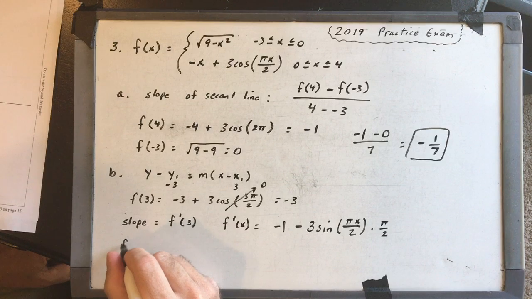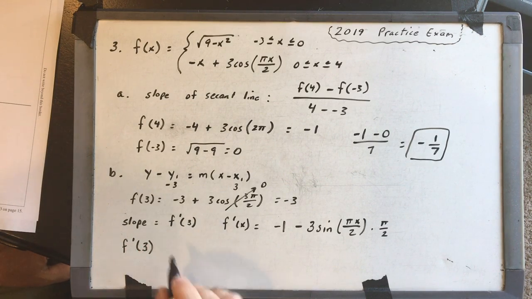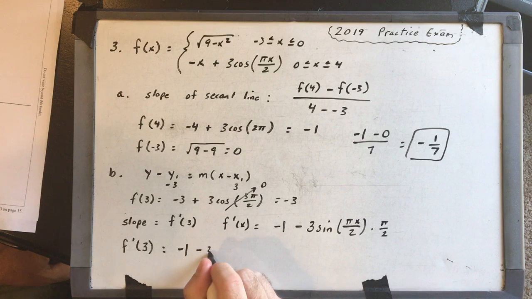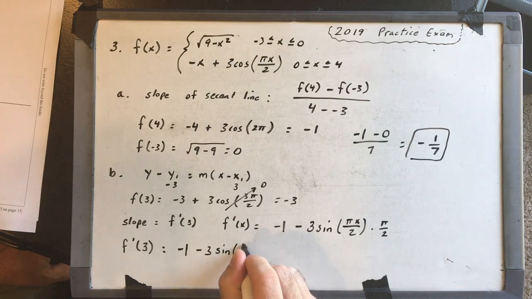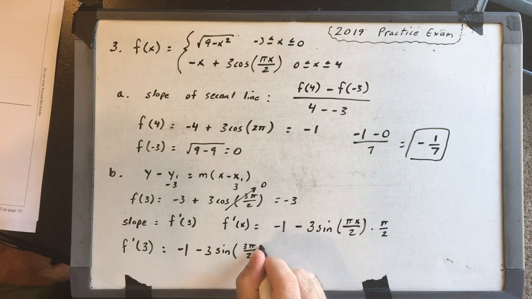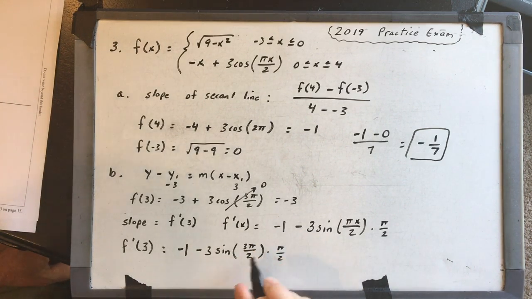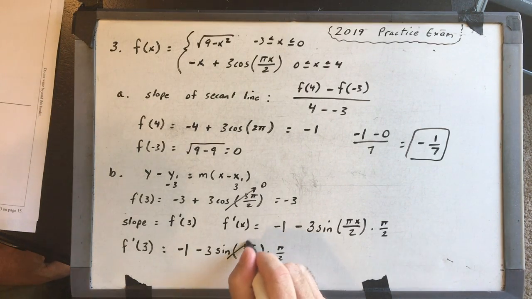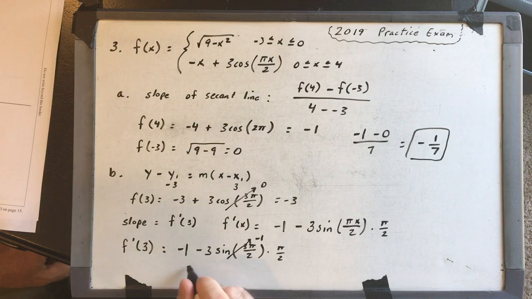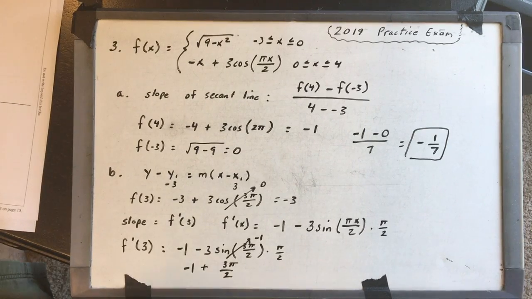Okay, so f prime of 3 is going to be negative 1 minus 3 times the sine of 3 pi over 2 times pi over 2. So what is sine of 3 pi over 2? It is negative 1, right? Have that unit circle ready. So negative 3 times negative 1 would be plus 3. Right? Negative 1 plus 3 times pi over 2. Okay, that pi over 2 is out here. Negative 1 plus 3 pi over 2. Okay, so that's the slope.